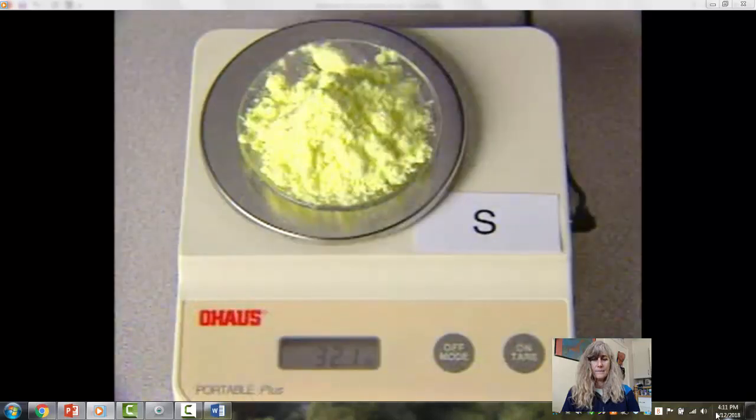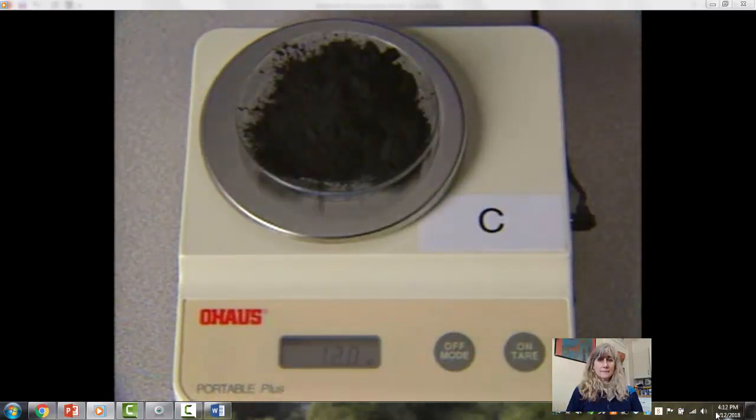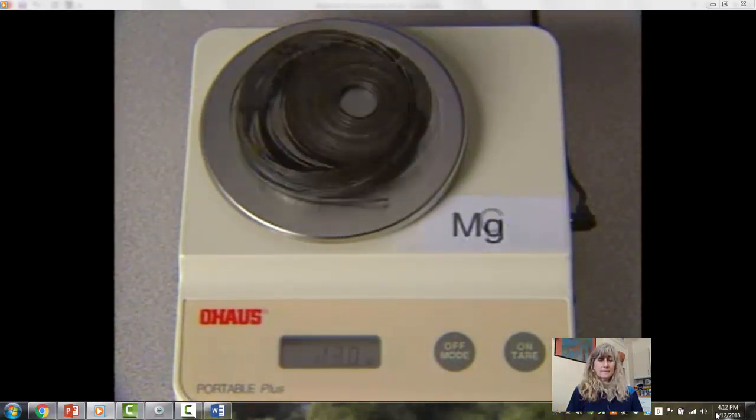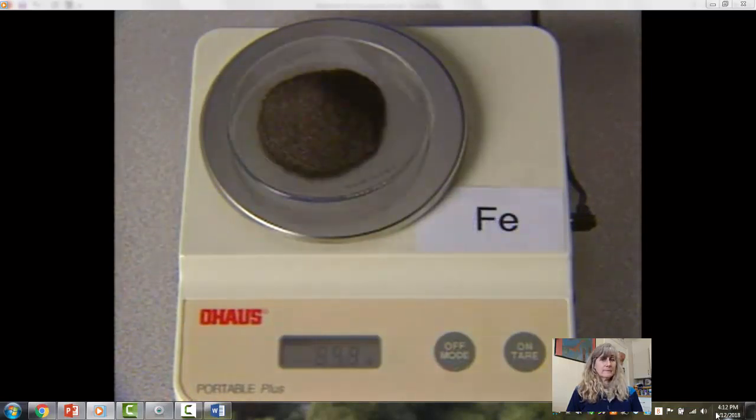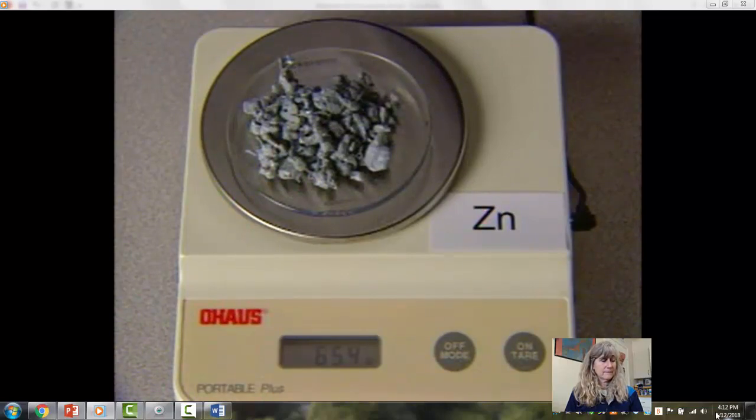Rounded to the nearest tenth of a gram, sulfur has a mass of 32.1 grams per mole. Aluminum has 27.0 grams per mole. Carbon has 12.0 grams per mole. Magnesium has 24.3 grams per mole. Iron has 55.8 grams per mole. Lead has 207.2 grams per mole. Zinc has 65.4 grams per mole.